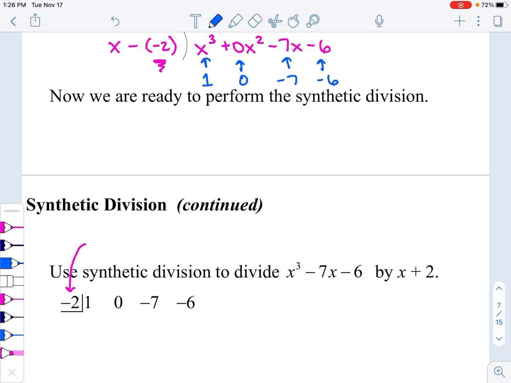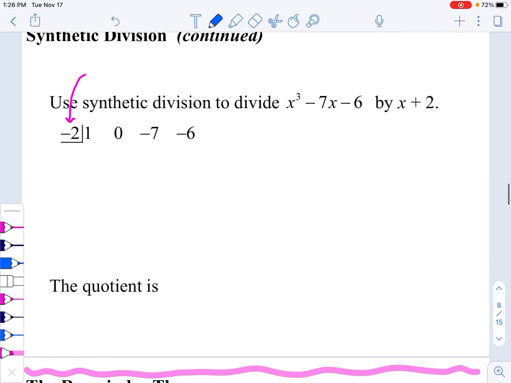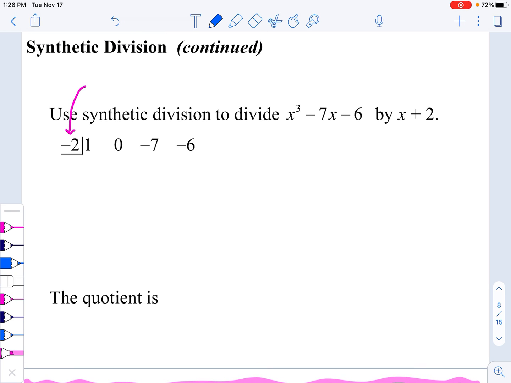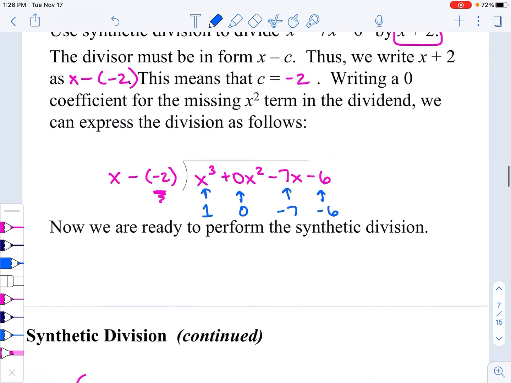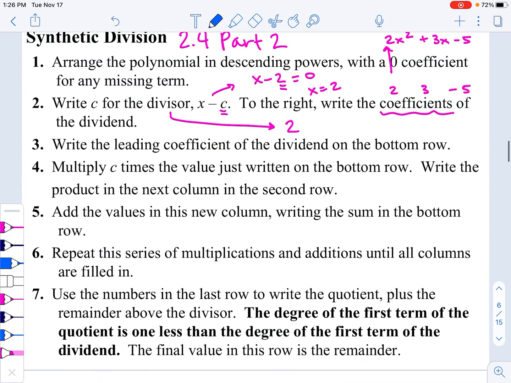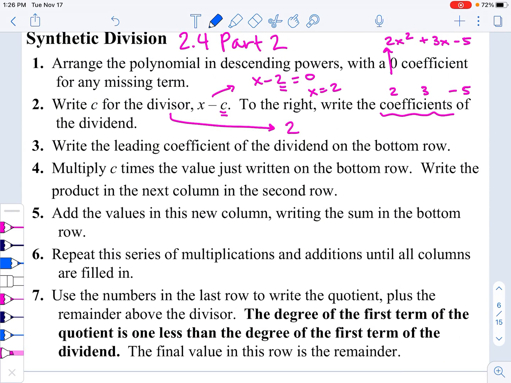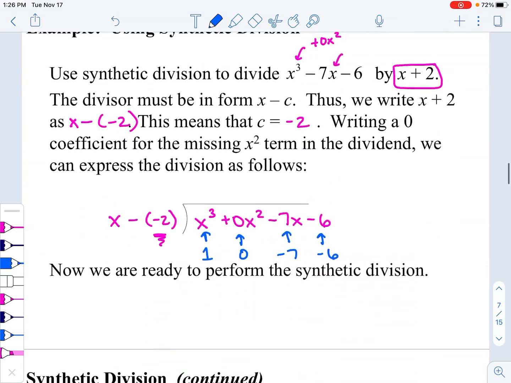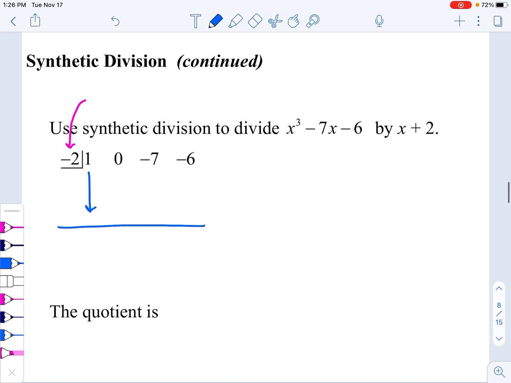Now from here, what they said is you're going to drop this first thing down. That's where that step says, let me go back up here real quick. It says to write the leading coefficient of the dividend on the bottom row. So the first thing we're going to do is take that first value that we have and just drop it down and call it a 1.